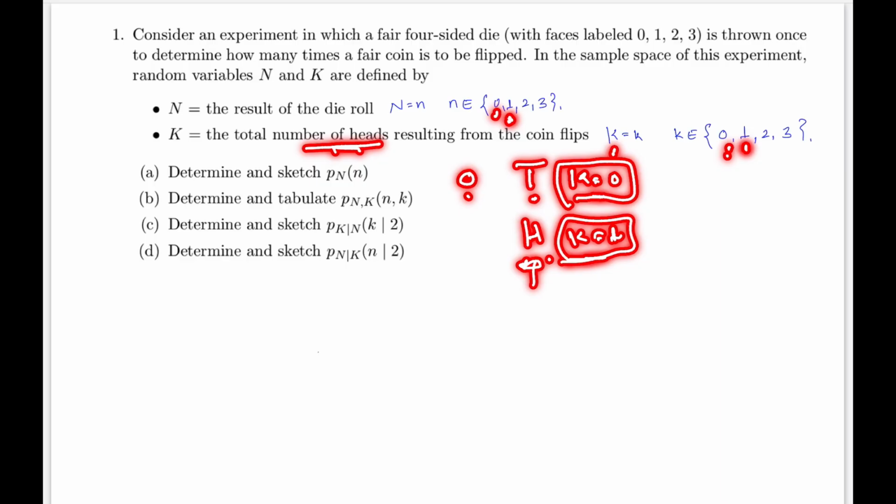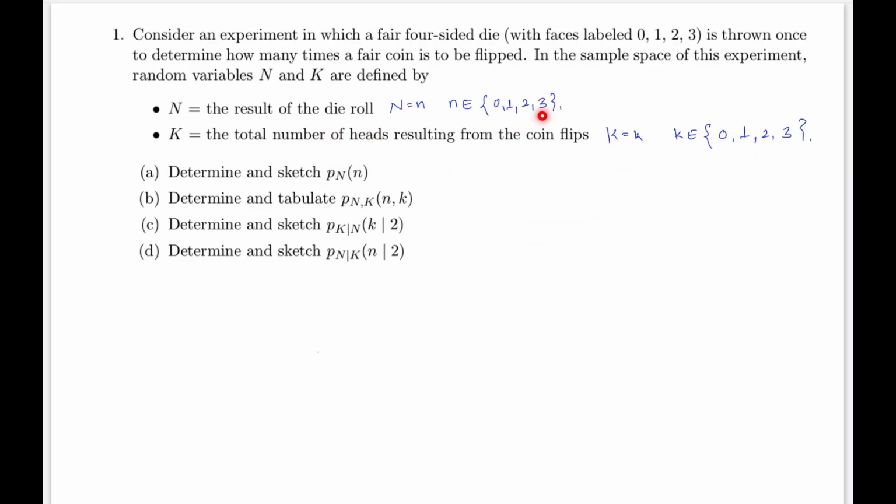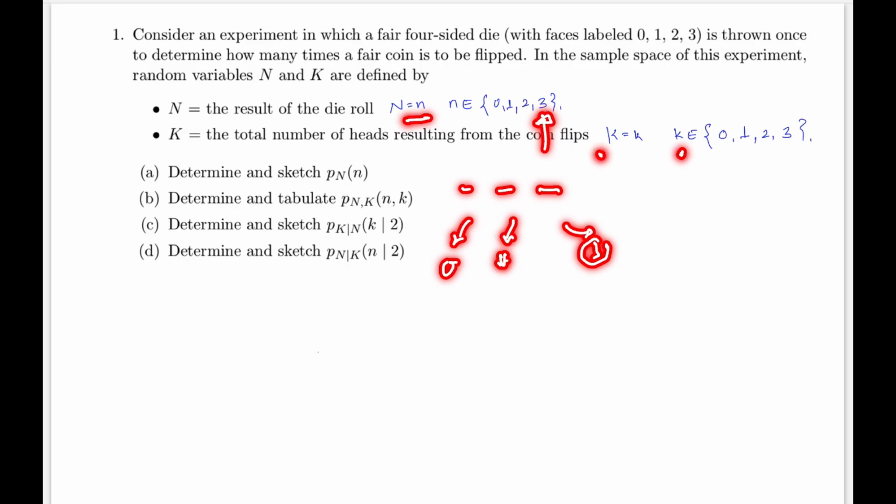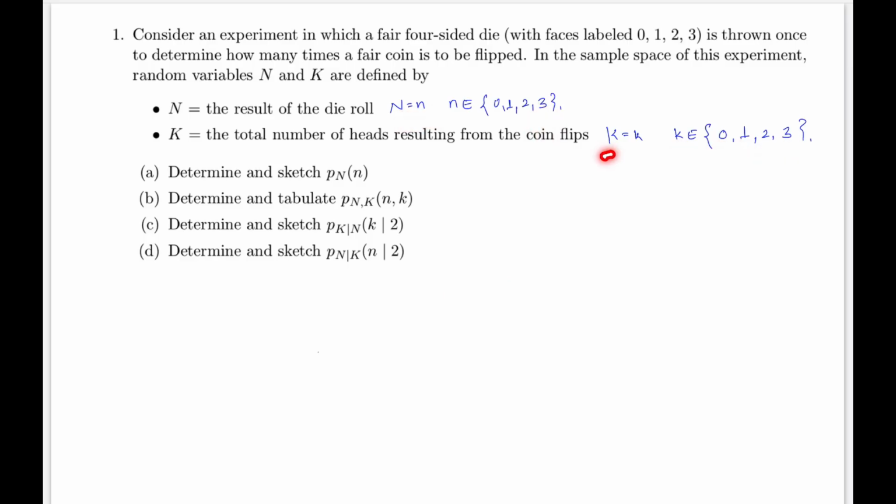Similarly, if you got 3 on the die roll, you will toss the coin 3 times, so you can get 0 heads. Maybe you will have all tails, or 1 head and 2 tails, or maybe all 3 heads. So the maximum value that this random variable k takes is 3, and the minimum is 0, or it can take 1 or 2 also. So you got the idea of how these random variables are taking their values.